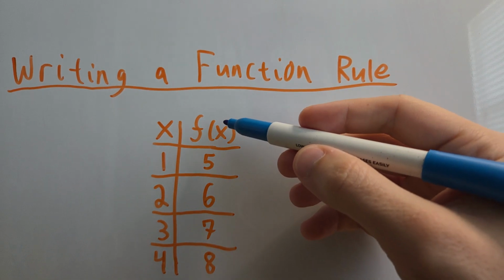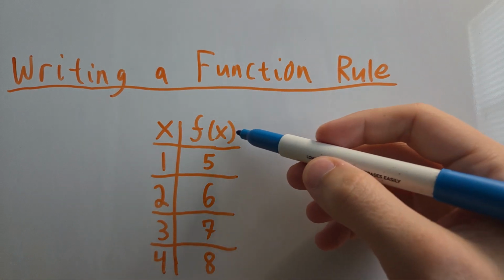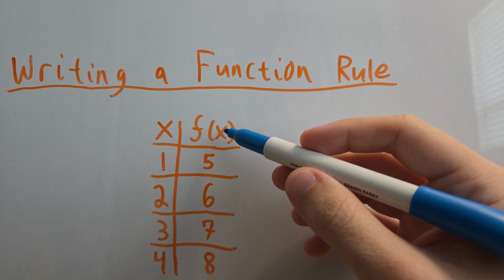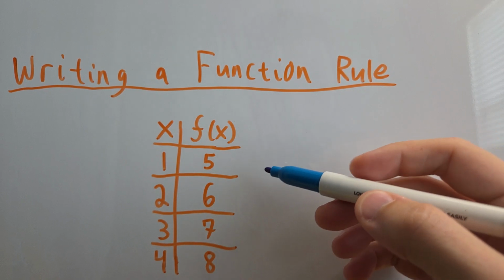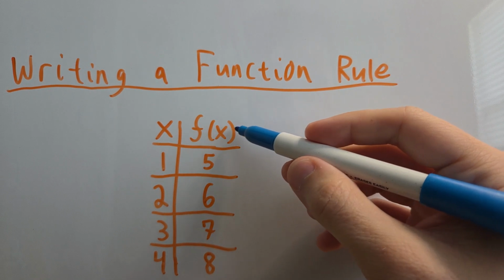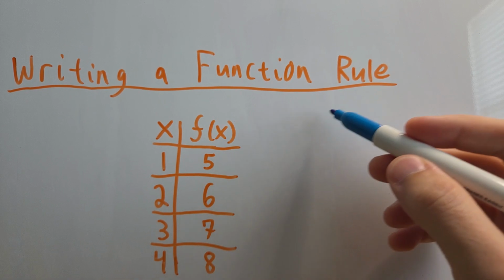Sometimes I'll have f of x over here for the more formal aspect of y equals. But again, generally f of x and y are the same thing. It's just that if you're dealing with more than one function, you may be given f of x. But here's what we do to write a function rule.